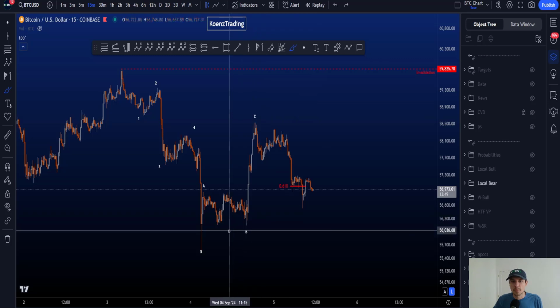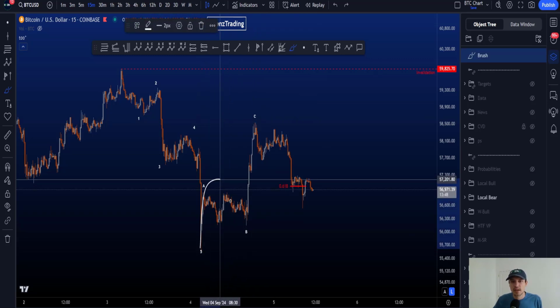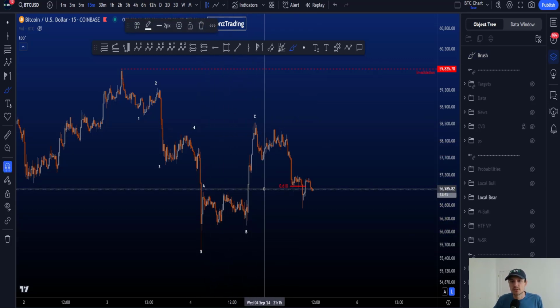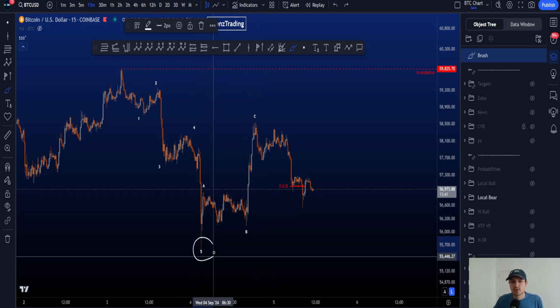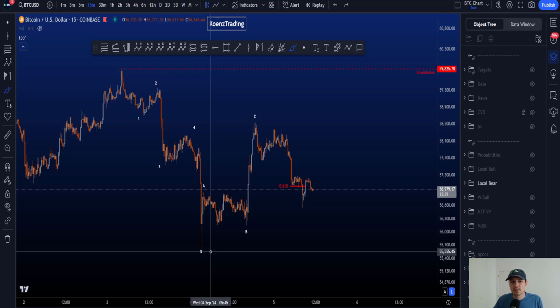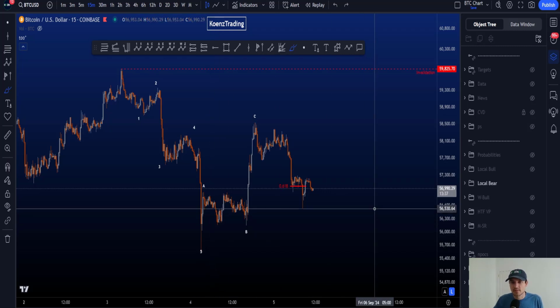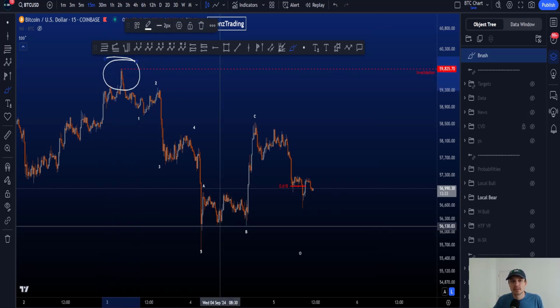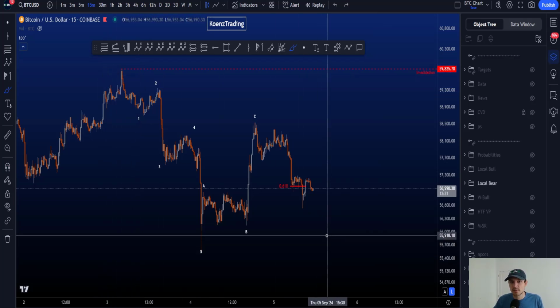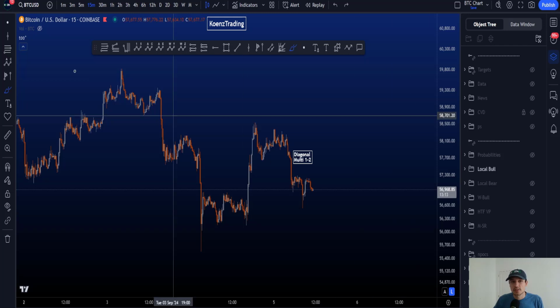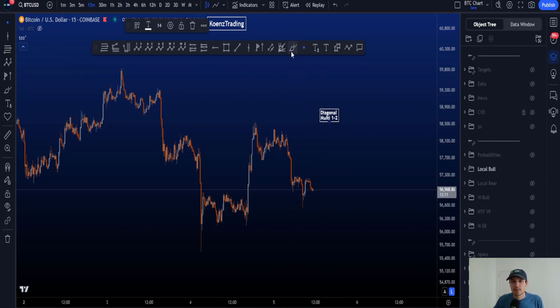This therefore increases the probabilities that this is a 3-wave structure to the upside, and therefore it also increases the probabilities for price to sooner or later take out this low here at about 55.5k. The invalidation for this scenario is taking out the high at 59.8k.